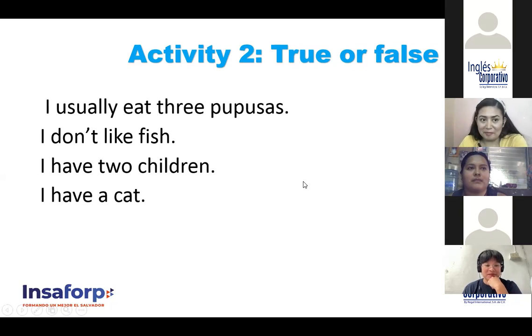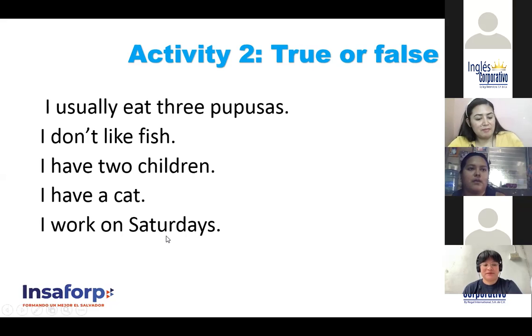Okay, next. I have a cat. False. True. Well, it's false. Right here in my new house, I don't have a cat. I miss my cat. It's in my mother's house. I left my cat. So right now I don't have a cat, so it's false.